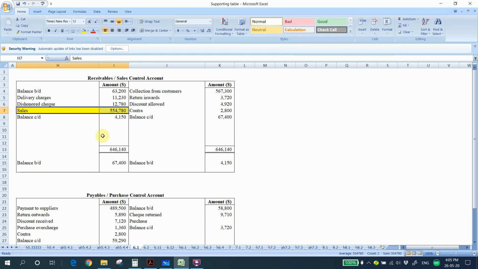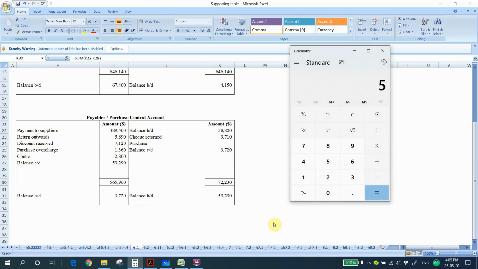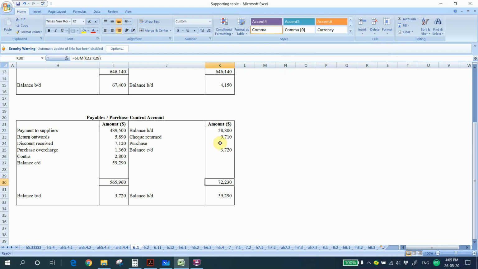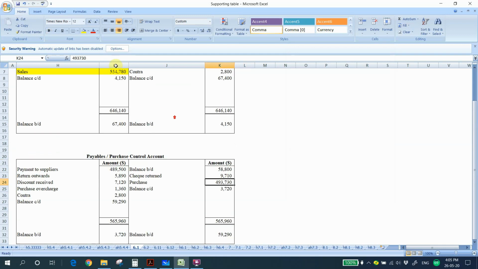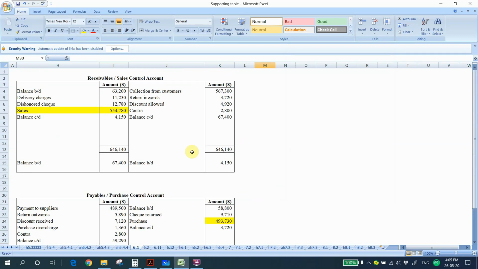And for the payable, the total sum of my debit is 565,960. My total sum of the credit is 72,230. So let's find out the balancing amount, which is 493,730. By recording this, I can tally my payables control account. So this exercise is how we can use the receivables and payables control accounts to find out the missing information, such as your sales and purchases.